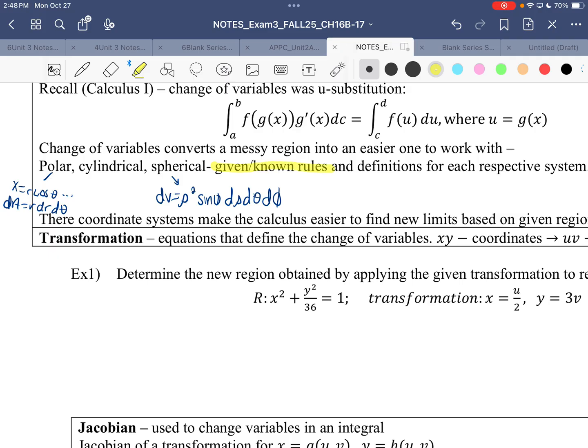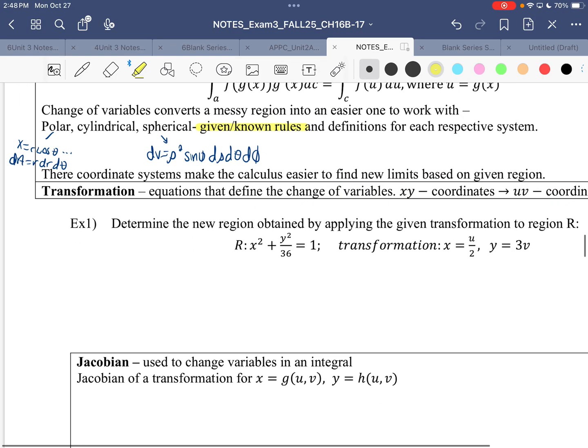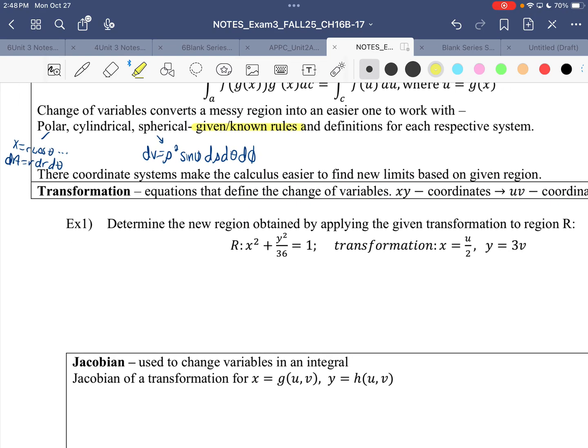So we might have some regions with known rules or definitions, like what we have been doing. In those situations, it's easy to find the new limits because you're familiar with those coordinate systems. Sometimes, though, you might need to change from x, y coordinates to u and v coordinates. That's what integration by parts is also trying to get you to learn about, is to deal with something that was kind of harder to put into an easier formula.